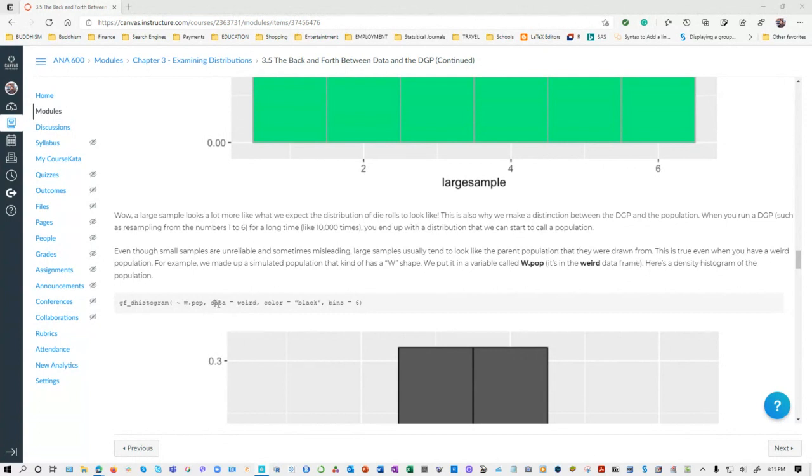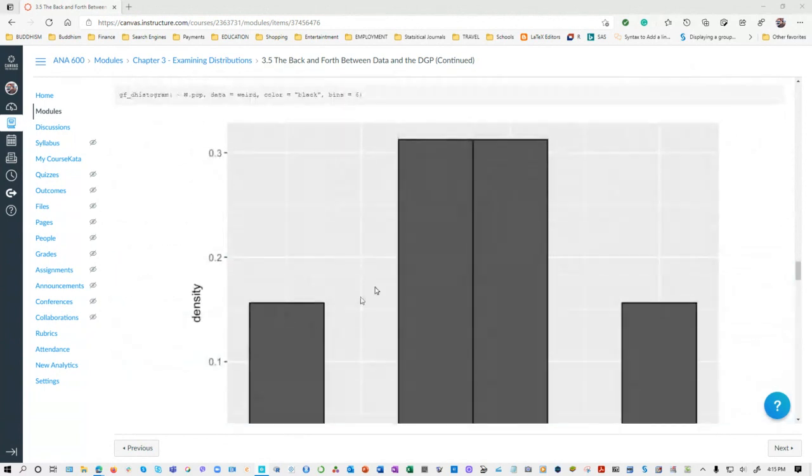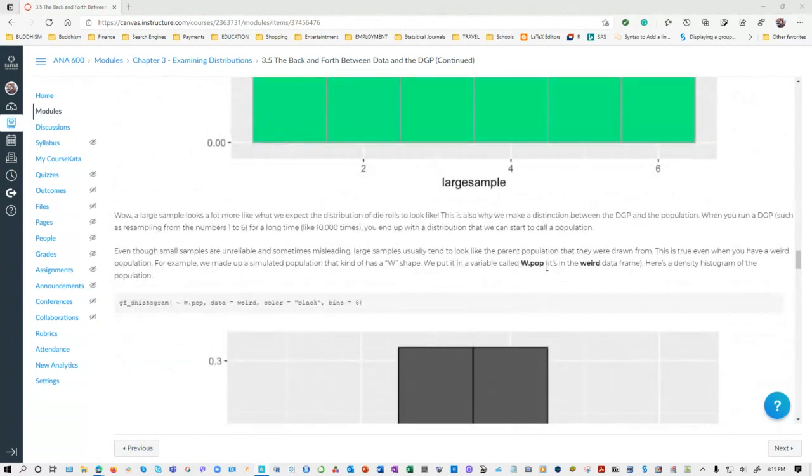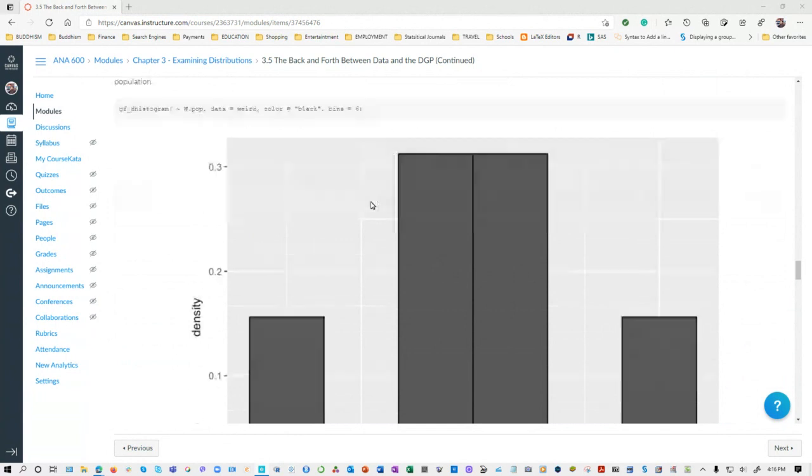This is true even when you have a weird population. For example, we made up a simulated population that has a W shape. They have already done the data set. It's the name of the W part, a data set called weird. It is in the weird data frame.